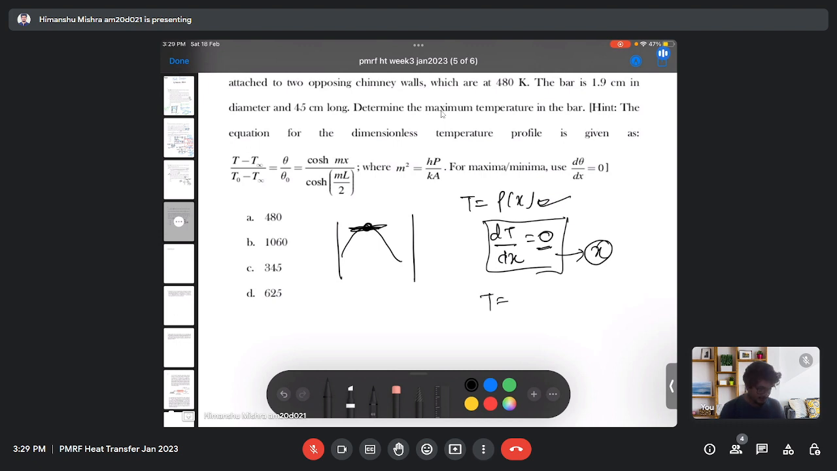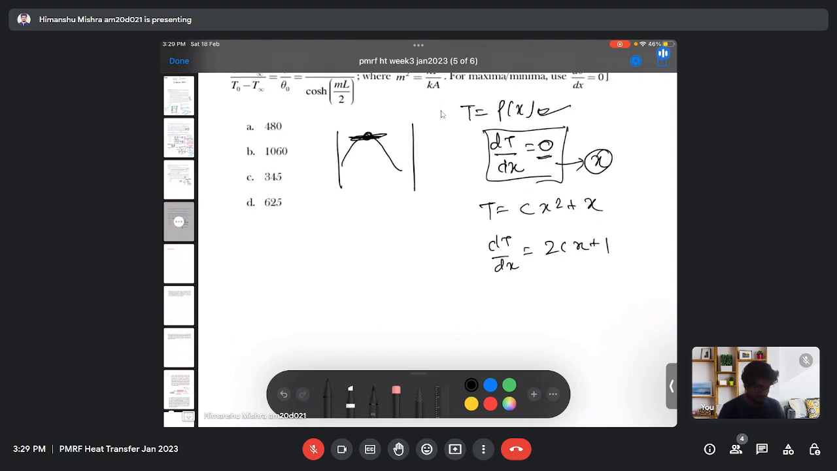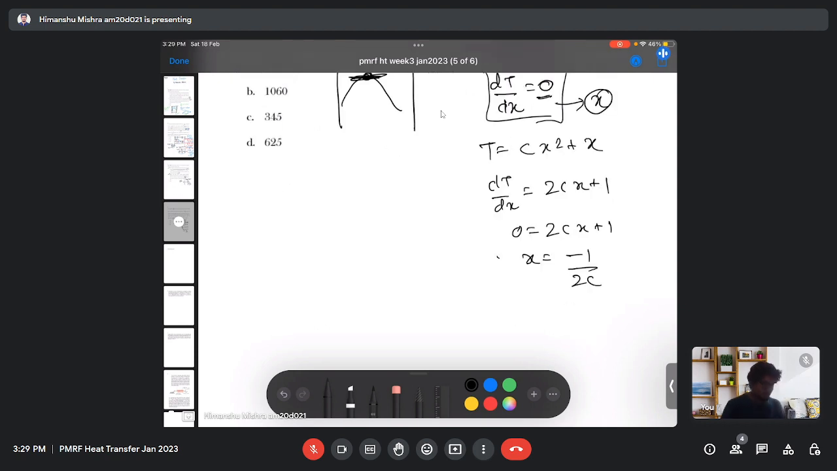So for example, if my temperature is, let's say, Cx squared plus x, this is my temperature profile. I will take the derivative of it, which is this. Now the slope will be zero at the maximum temperature, and my value of x will then be minus 1 by 2c. So this will be the location where the slope of this temperature profile is zero, or the temperature is maximum.